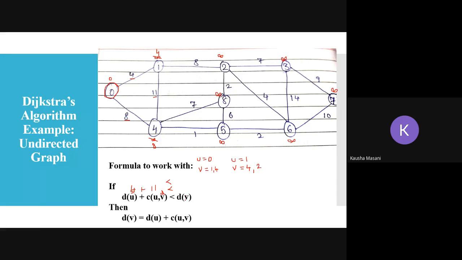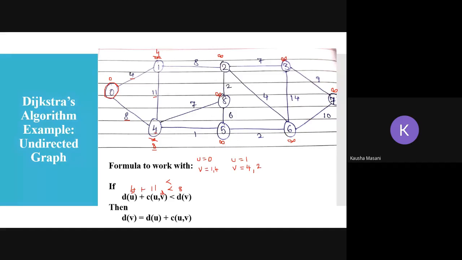Is 15 less than distance of v? V is this vertex 4, and the distance we have determined for it is 8. So 15 is not less than 8, so we don't need to make any changes. 8 is already the shortest distance. Okay, that is done.